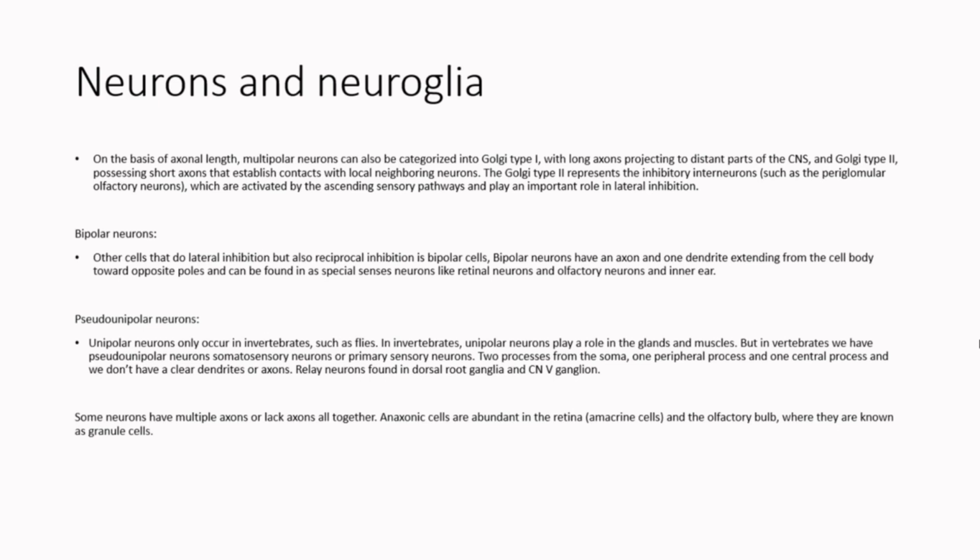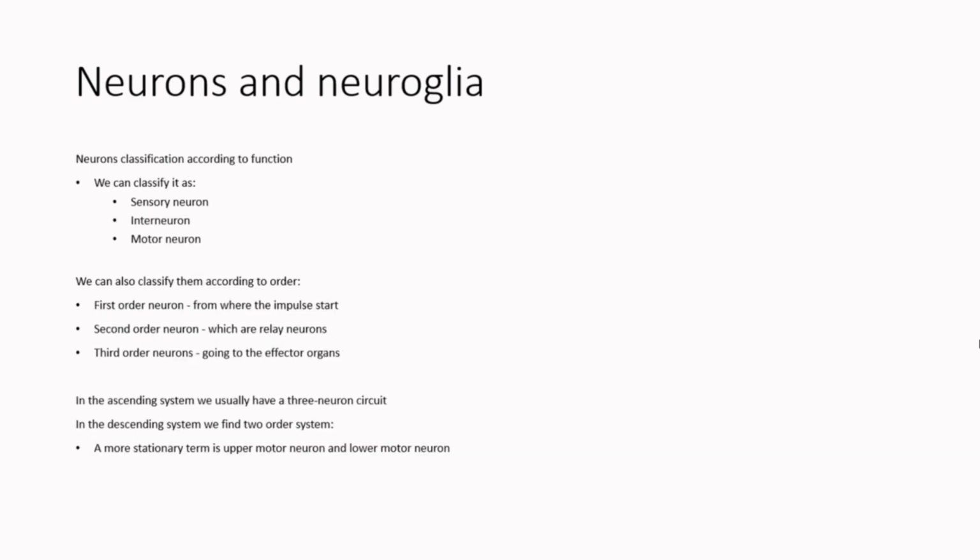Then we have something called anaxonic cells, and we can find them in the retina. We call them amacrine cells in the retina, but in the olfactory bulb they are known as granule cells.